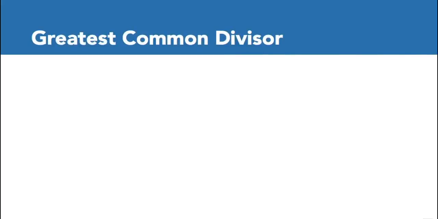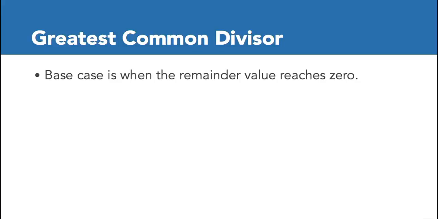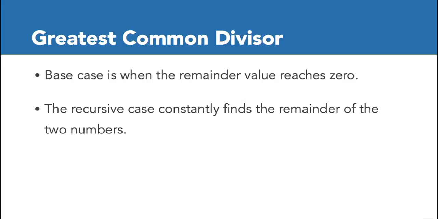And finally, the example I'm going to show you here is the greatest common divisor using Euclid's formula. So again, we need to have a base case. The base case for finding the GCD of any two numbers is when the remainder reaches 0. Then you know that there's no more divisors. And the repetitive case, or the recursive case, constantly finds the remainder of the two numbers.